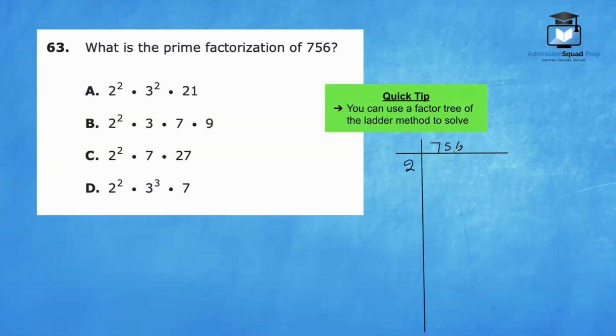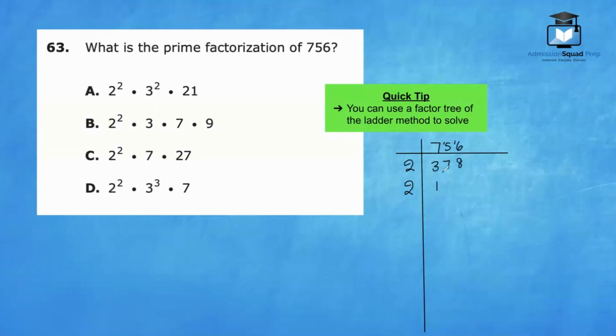We will divide 756 by 2. So 7 divided by 2 is 3, has a remainder of 1. 15 divided by 2 is 7, remainder 1. And 16 divided by 2 is 8. Then you will ask yourself, can I divide this number by 2 again? Absolutely, because 378 is even. So we will write a 2 right here.